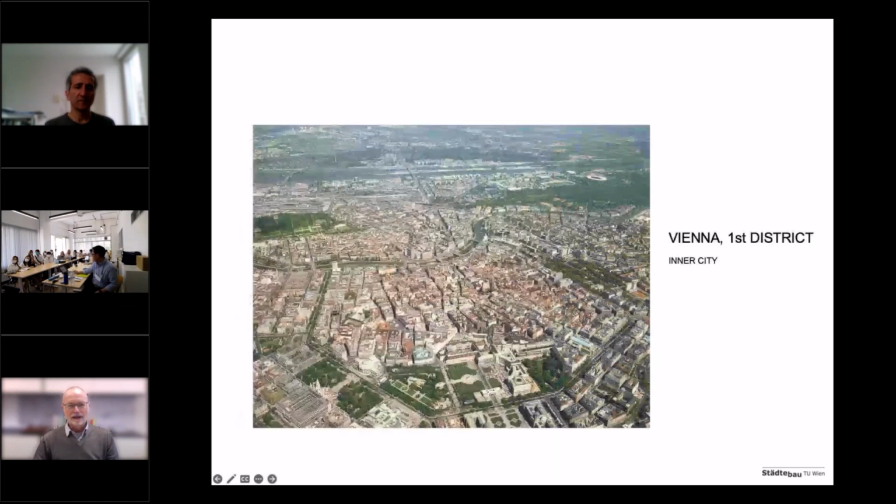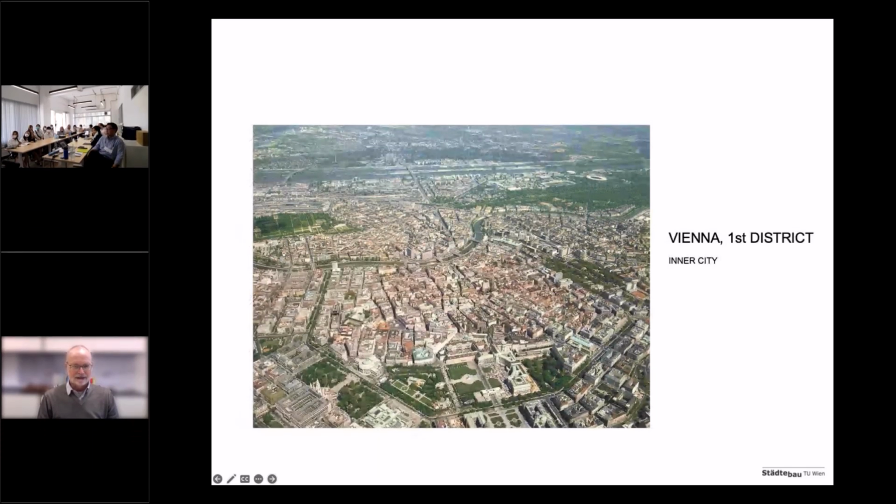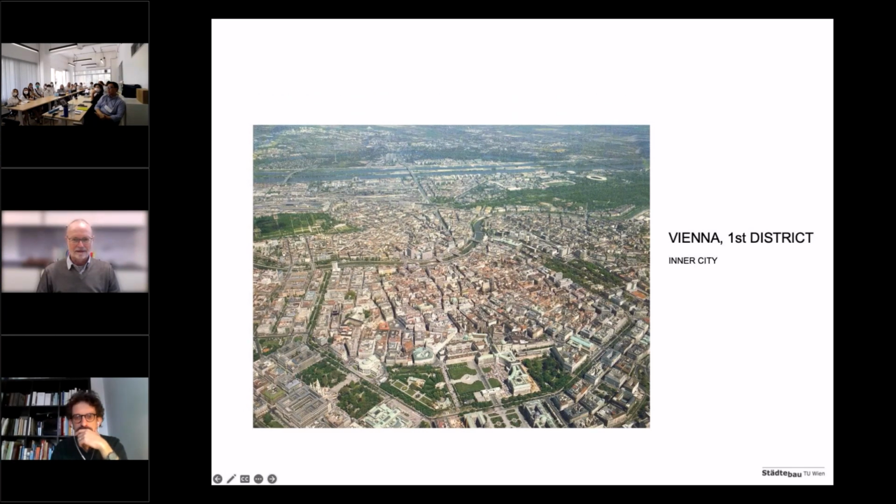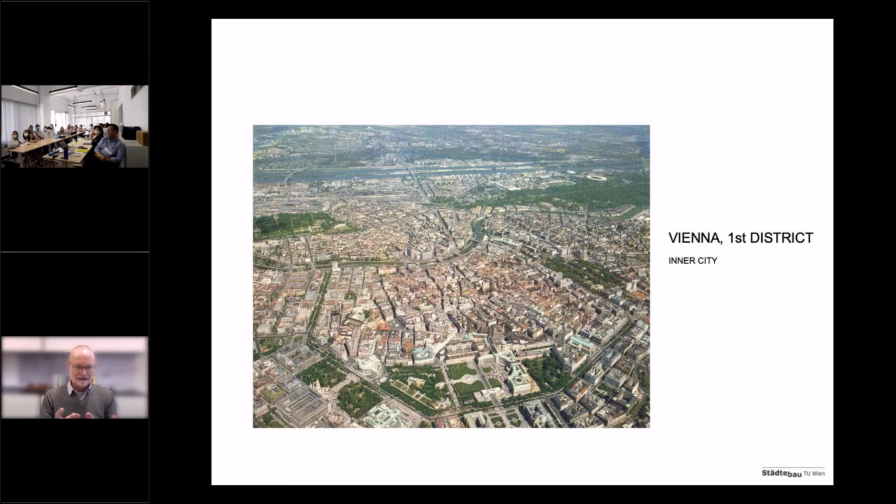So if we look at the city center of Vienna nowadays, you see my cursor? Yeah? No, you don't see my cursor. Okay, so I will try to explain it verbally. You see, this is the medieval city center of Vienna, and you still can have an idea where the Roman foundation was positioned in this historic context.